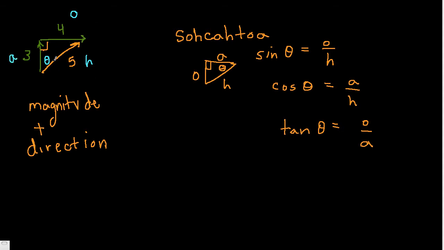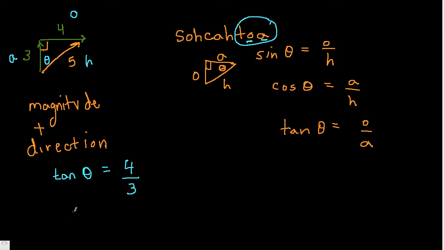So I'd like to work with my given numbers rather than my found numbers. So I'd like to work with O and A, which means that I'm going to choose tan because it has O and A. So tan of my angle, which I'm trying to find, is equal to opposite over adjacent. So opposite is 4 over adjacent, which is 3.